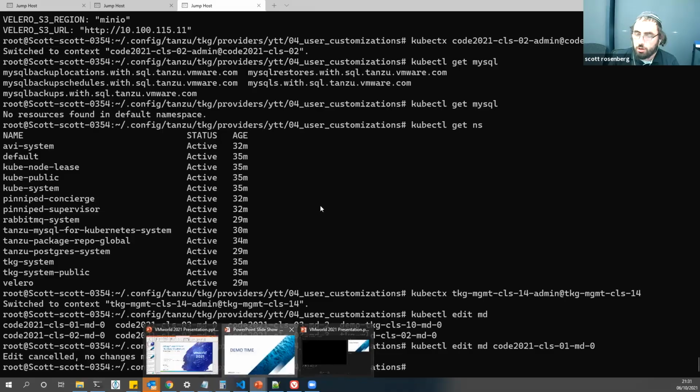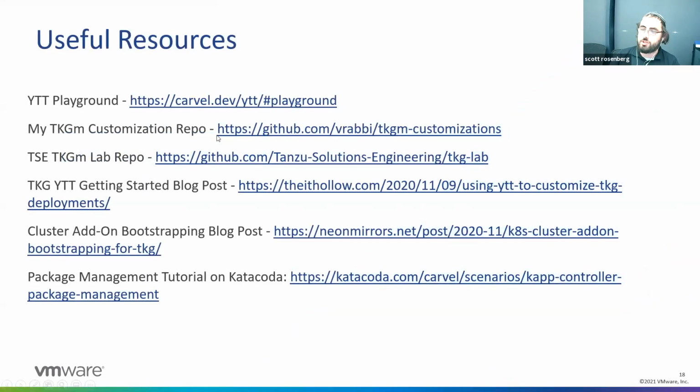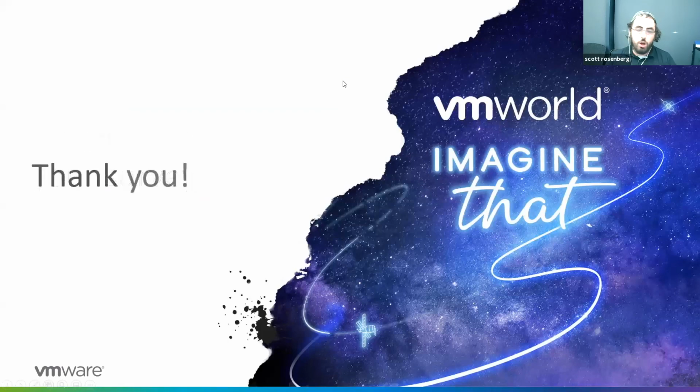And just to summarize here quickly, there is a list here of useful resources. The cluster add-on bootstrapping blog post from Yammir's is awesome. There's a great Katacoda tutorial for using KAPP controller package management, which I suggest everyone to do. My TKGm customization folder or GitHub repo, and the Tanzu Solution Engineering TKG Lab one is great as well. And the playground for YTT on carvel.dev, all really helpful. I hope that this was helpful. And thank you guys.